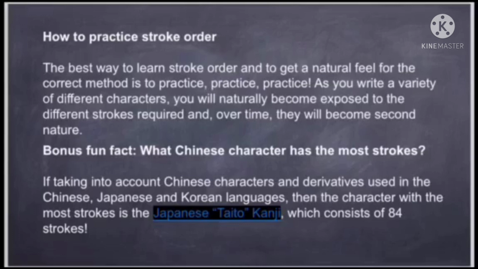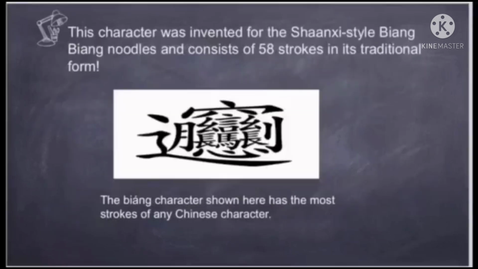Bonus fun fact: what Chinese character has the most strokes? If taking into account Chinese characters and derivatives used in the Chinese, Japanese, and Korean languages, then the character with the most strokes is the Japanese taito kanji, which consists of 84 strokes. This character was invented for the Shaanxi style biang noodles and consists of 58 strokes in its traditional form. The biang character shown here has the most strokes of any Chinese character.